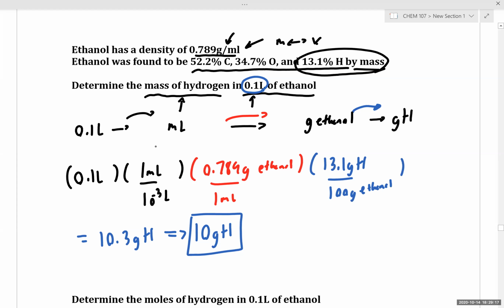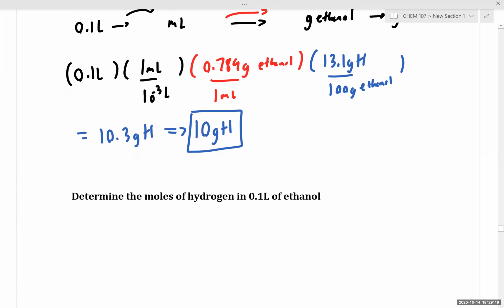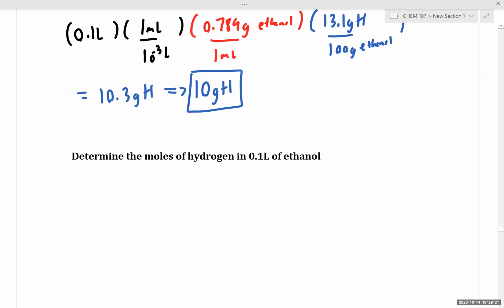Perfect. And now as a follow-up, this should be pretty quick actually. I'd like you to tell me the moles of hydrogen in our sample, given that we have 10.3 grams of hydrogen. Let's calculate the moles of hydrogen in our sample.